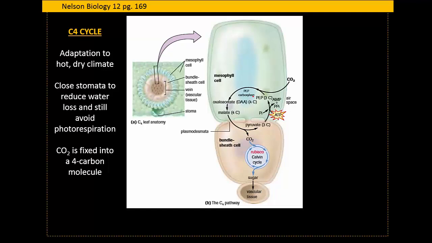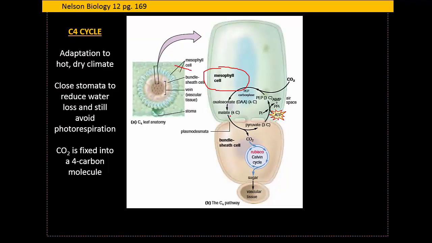So what do you do? You use a very strong enzyme with high affinity for CO2 to grab whatever little bits of CO2 there are, click them onto PEP, fix them onto PEP, and you make OAA. Now this happens out here in the mesophyll cells, all right? Oxaloacetate then is converted into another 4-carbon organic acid, which is called malate or malic acid.